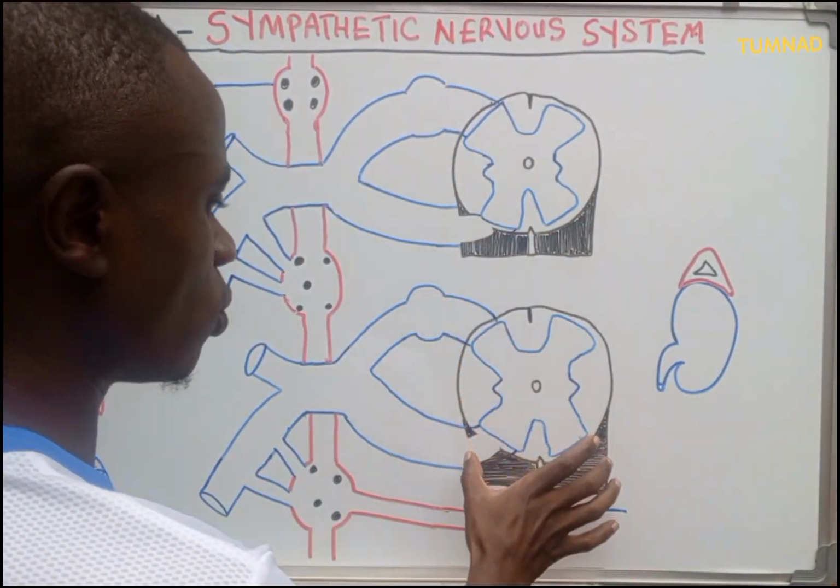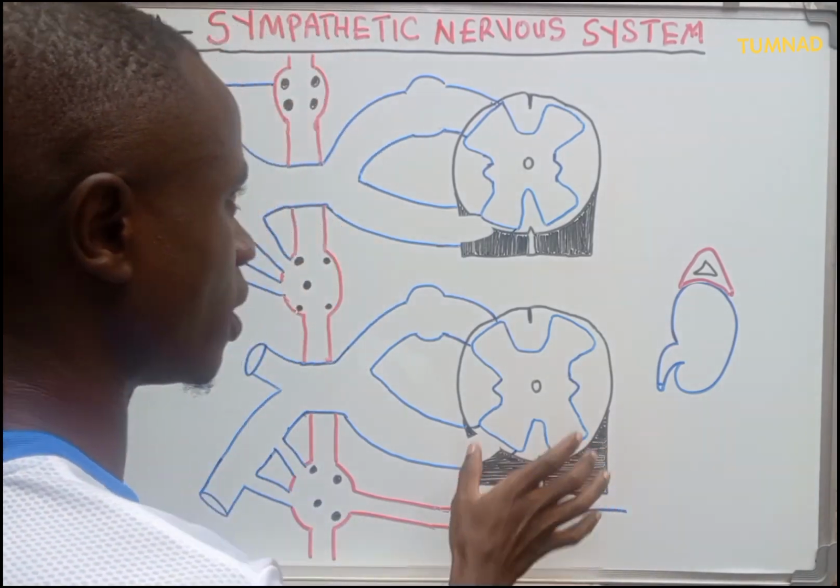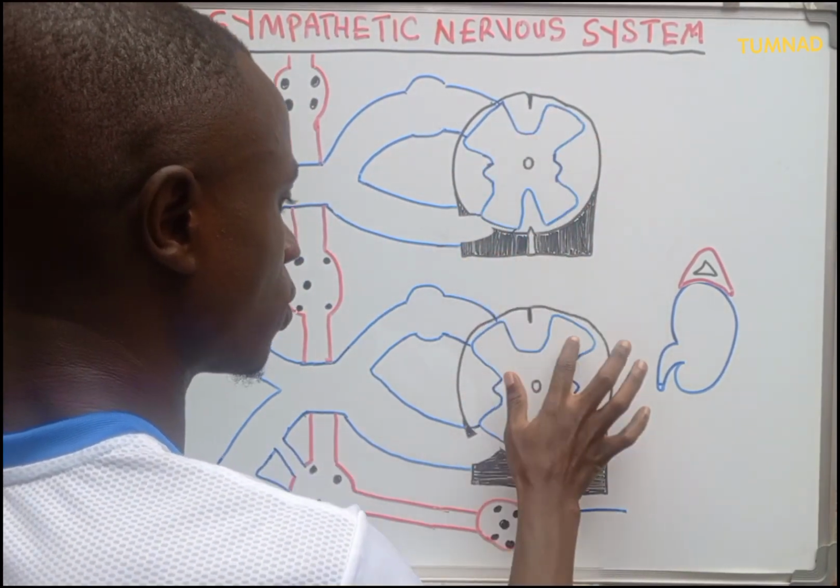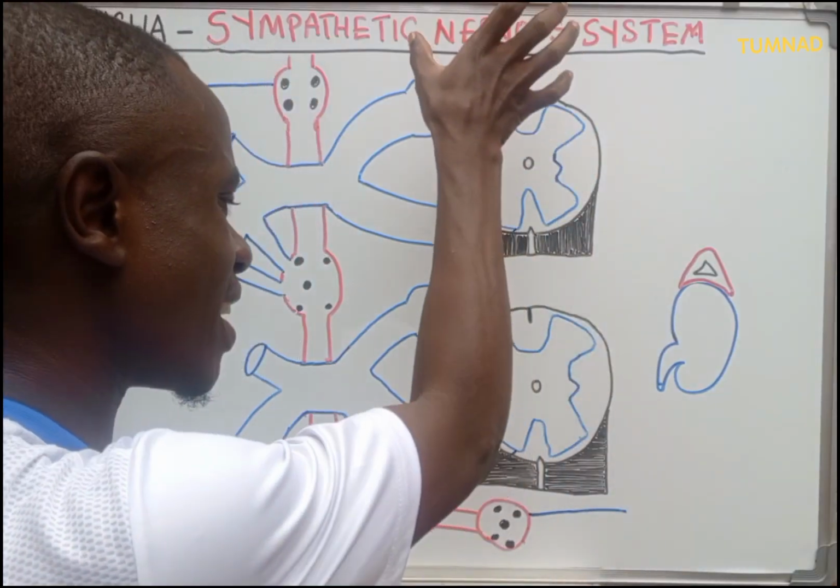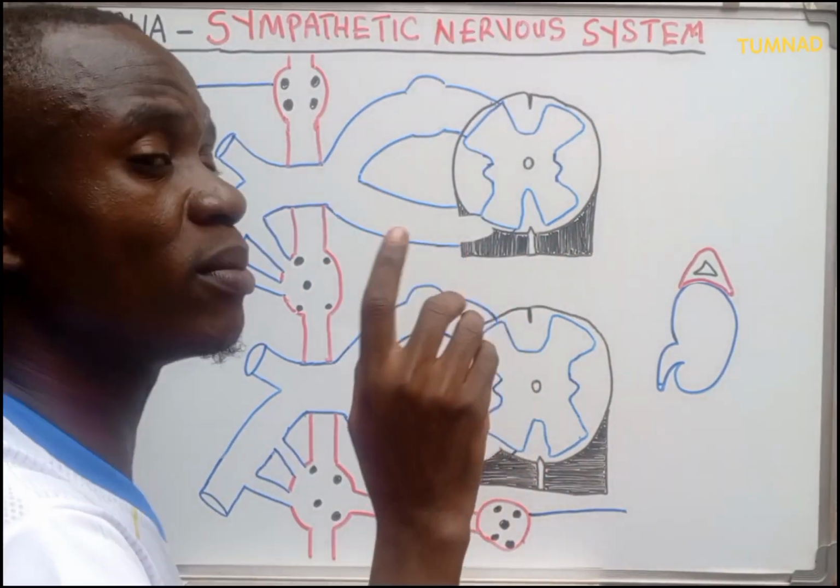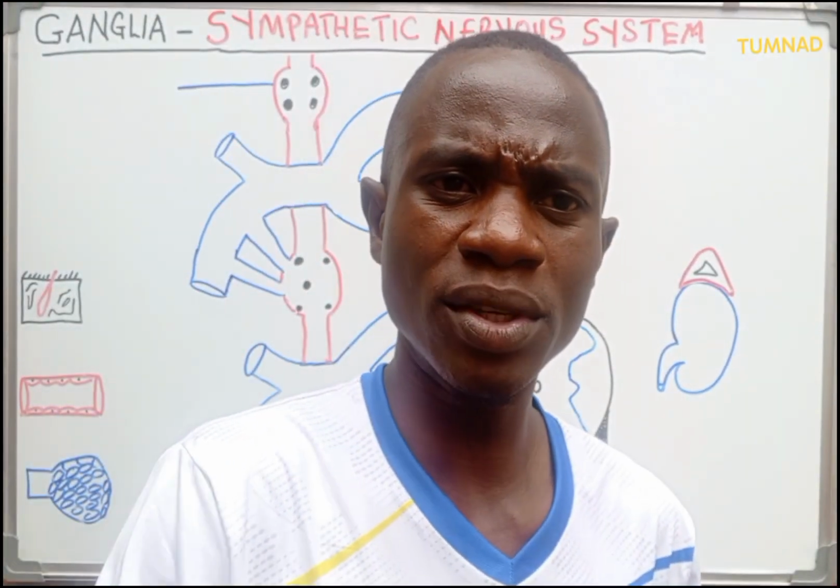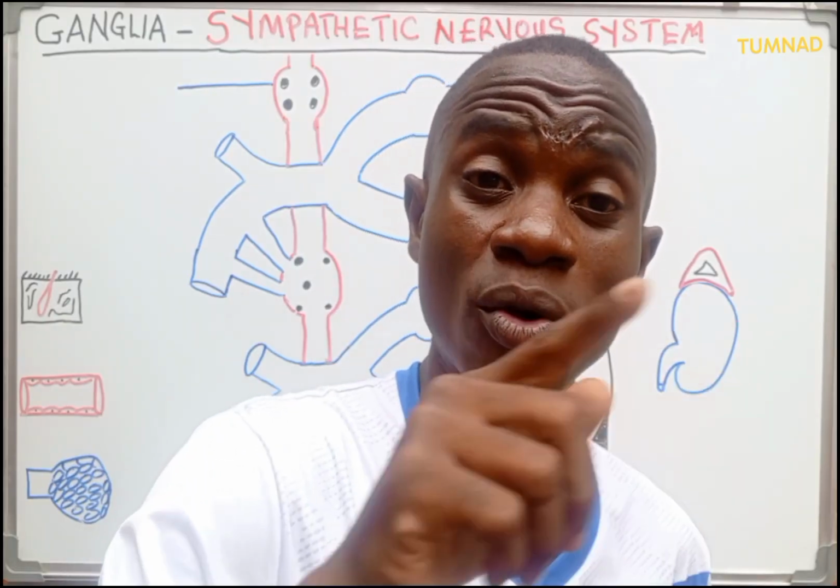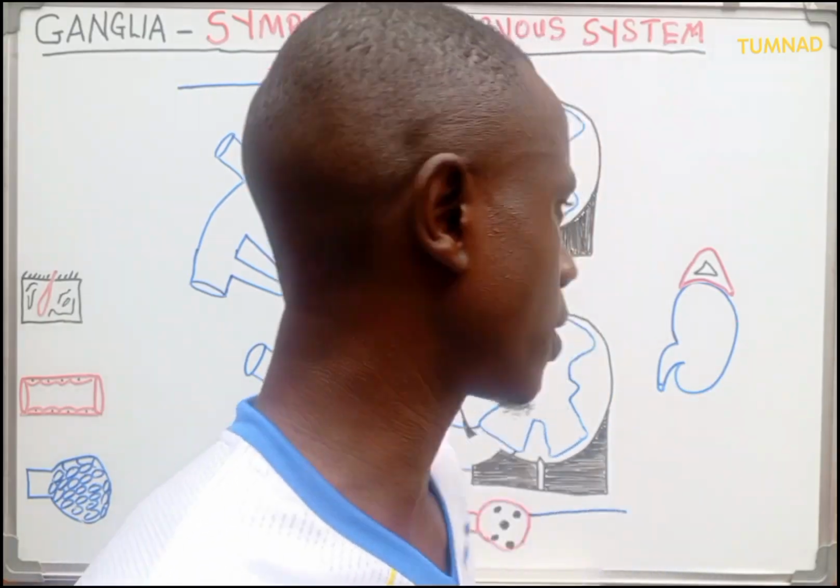Now, this here is our cross-section of the spinal cord. These are the dorsal horns, and these are the ventral horns. We have just extracted a very small section from the thoracolumbar region, because the sympathetic outflow is from T1 up to L2, thoracolumbar outflow. We talked about that.